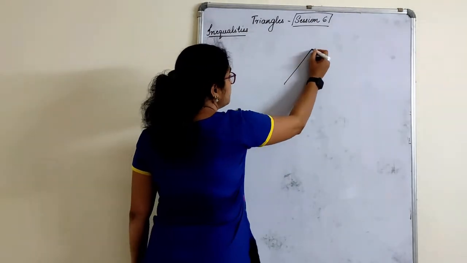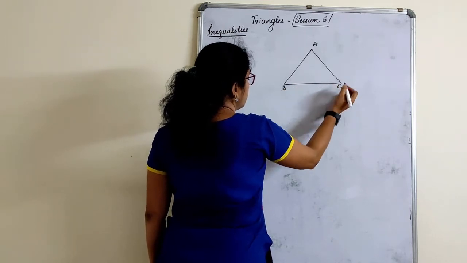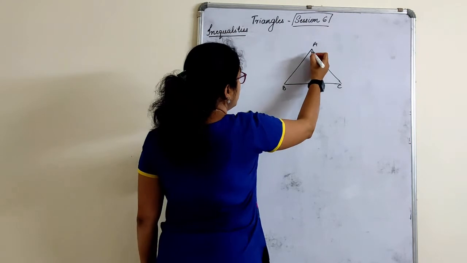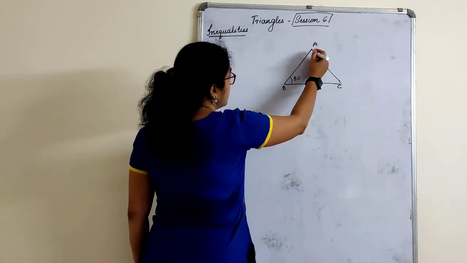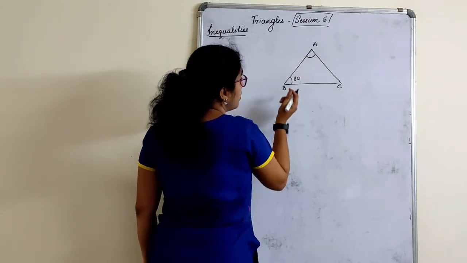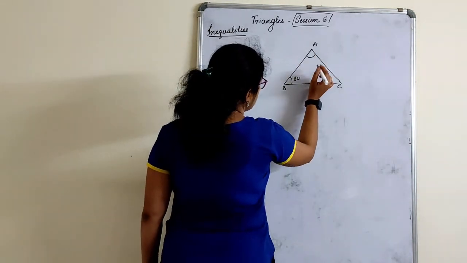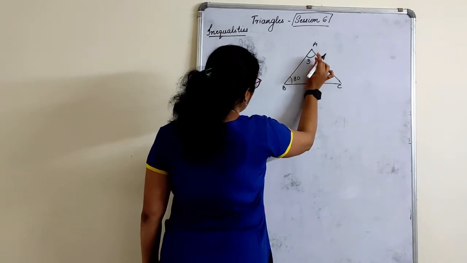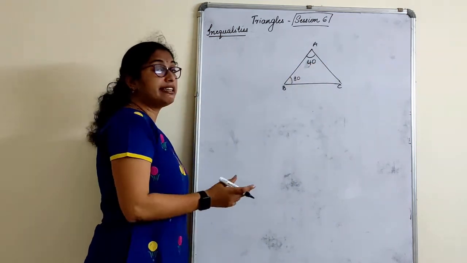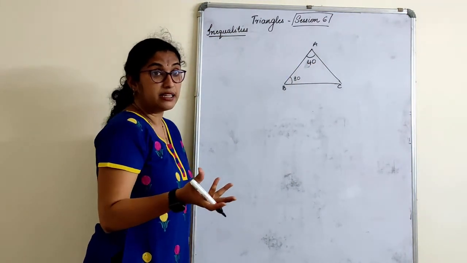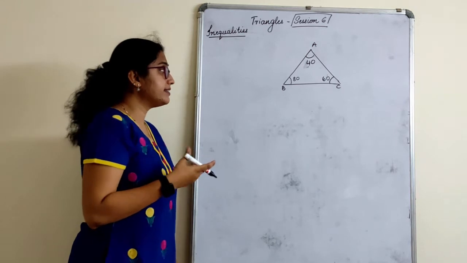Suppose we have a triangle, say ABC. Now let me name the angles of the triangle. The sum of the angles has to always be 180. So I will assume that this is 80 degrees and this is 40 degrees. 80 and 40 will give you 120. The remaining is 60. So this is a triangle with 40 degrees, 80 degrees and 60 degrees.